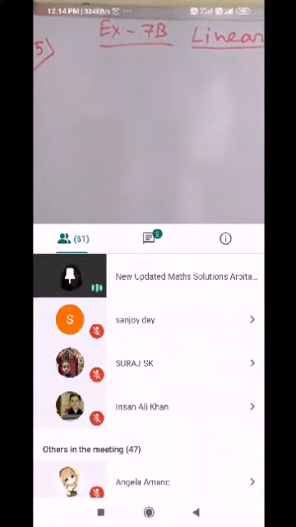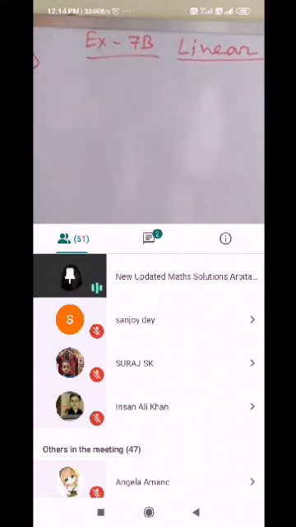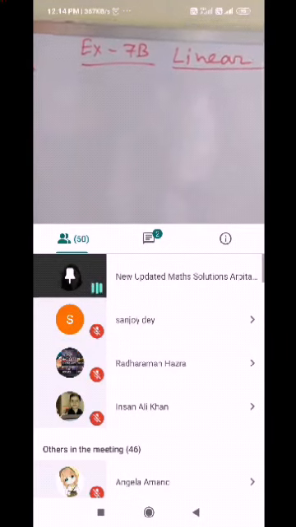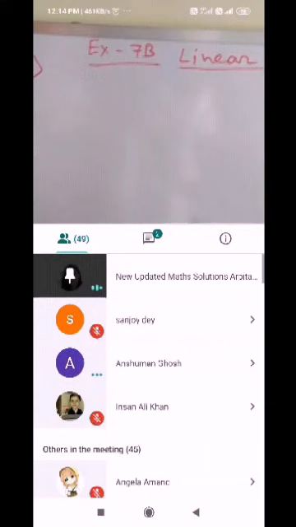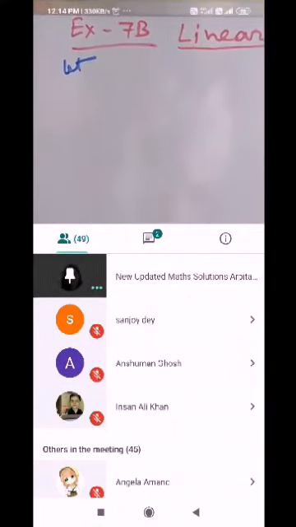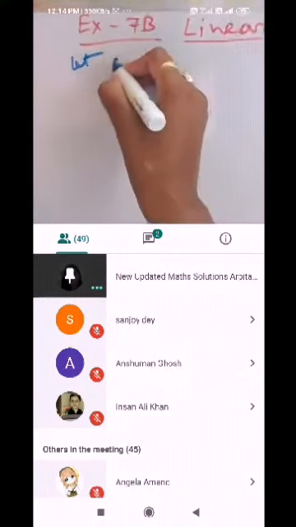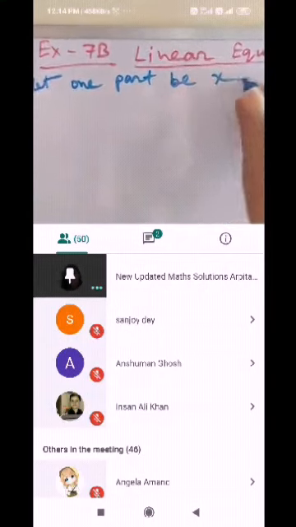Okay, question number 15 from R.S. Agarwal book, exercise 7b. Divide 184 into two parts such that 1/3 of one part may exceed 1/7 of the other part by 8. So, what should be taken here? Let one part be X.